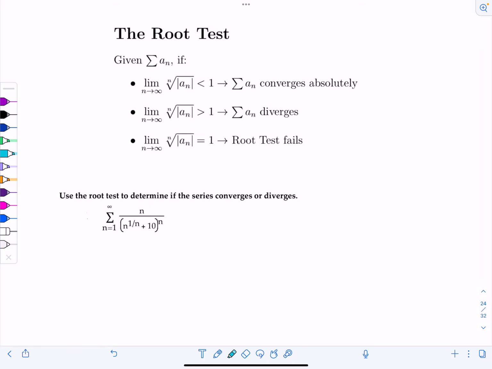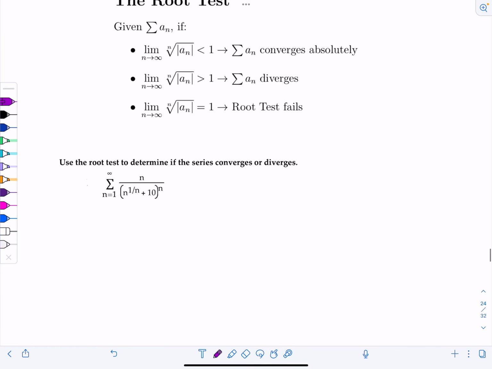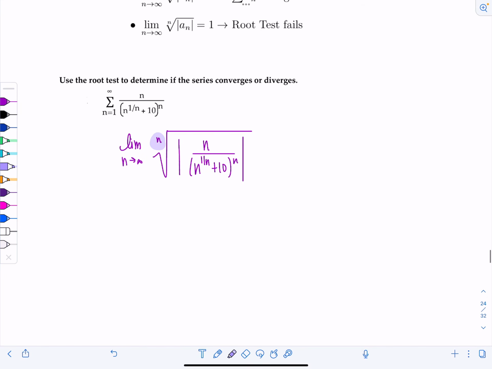All right. Just trying to see if I've worked this problem out earlier somewhere, and I can't find it. But it's fine because I know how to do it. But all right, let's go. Very bizarre. Okay, so we have the limit. You take the nth root of everything, okay? The limit as n goes to infinity of the nth root of the absolute value of n over n to the 1 over n plus 10 to the n. Now, taking the nth root of something is the same as raising it to the 1 over n.